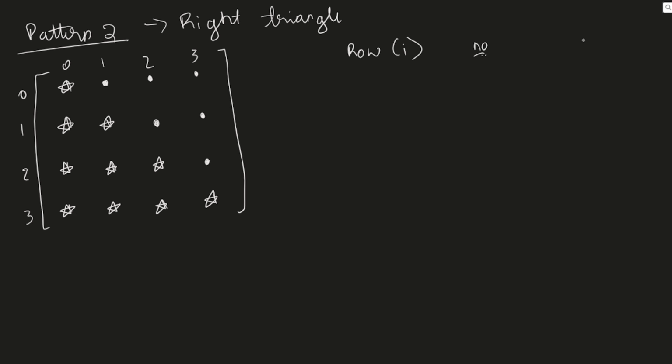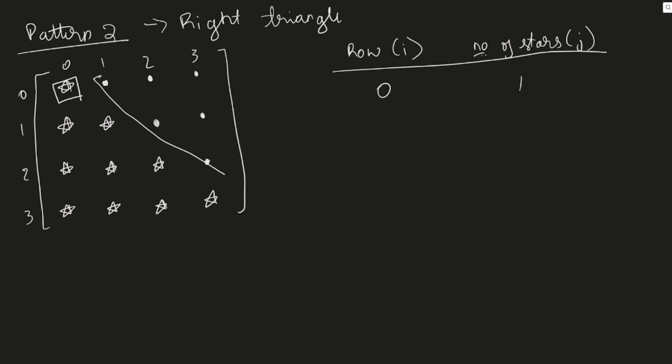Number of stars in that particular row, and this is represented by J. But in my code, I'm just using the same names, row and column. I'm just adding I and J for your reference. Here in row 0, we have 1 star. Since the spaces are on the right hand side, we don't need to keep track of these things. We don't need to print them as well.